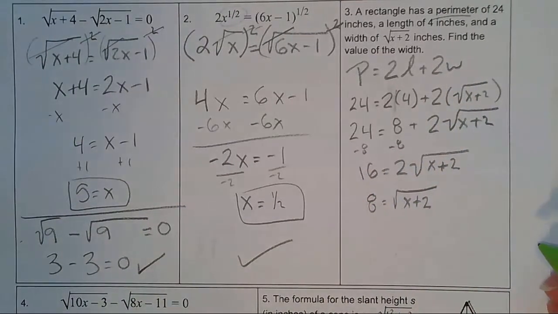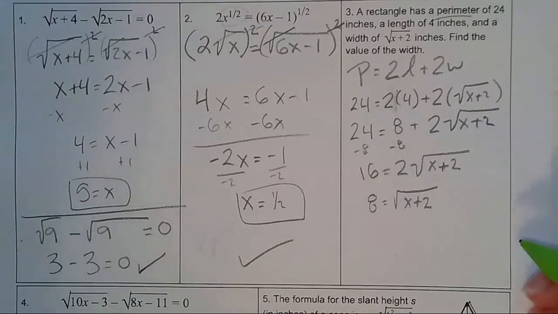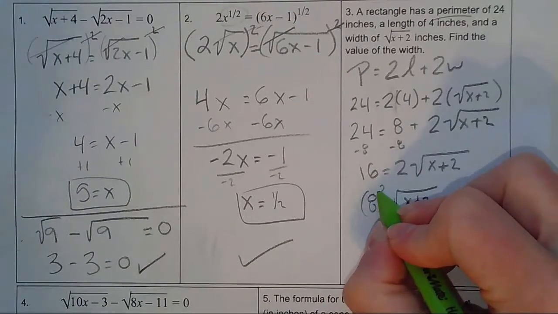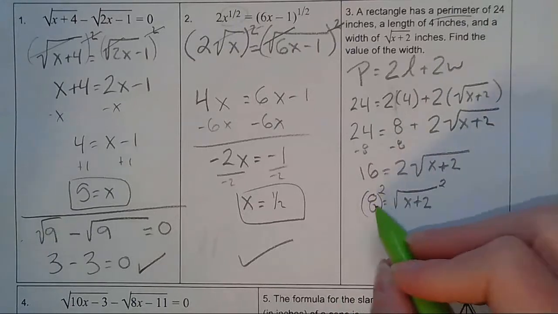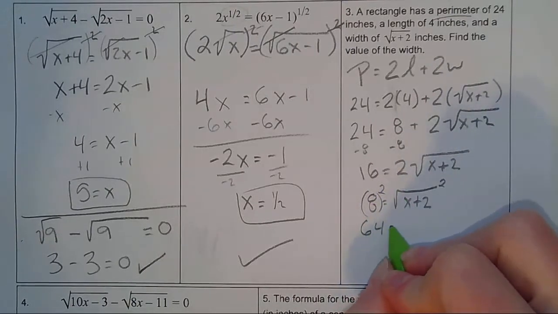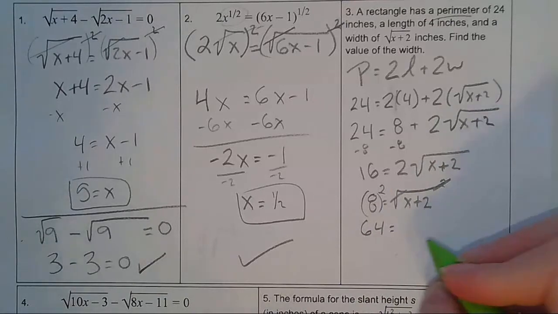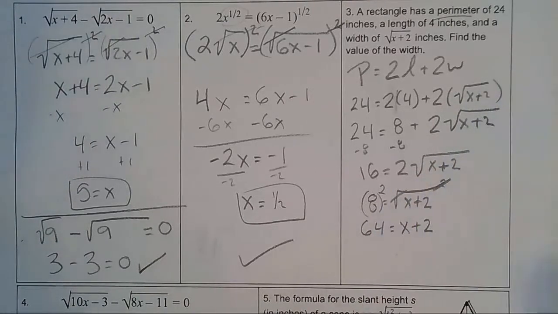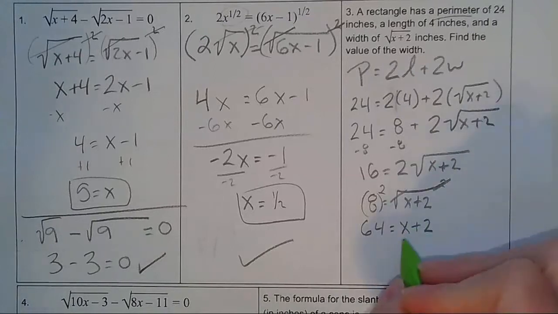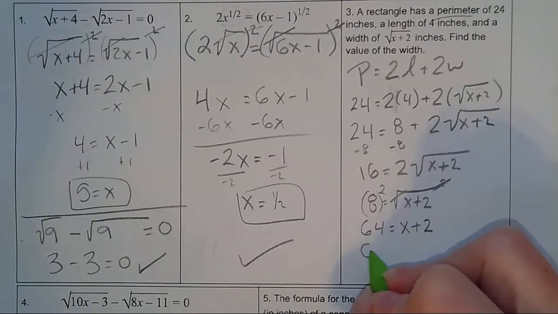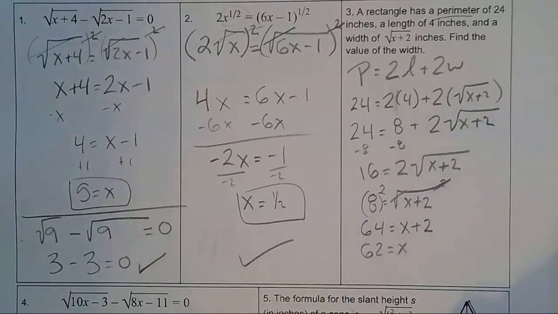Okay, now that you have only one radical, then you can go ahead and square both sides. Okay, squaring 8, you get 64. Squaring and square rooting are inverse operations. They cancel out, so you just get x plus 2. Okay, subtract 2 from both sides, you get 62 equals x.